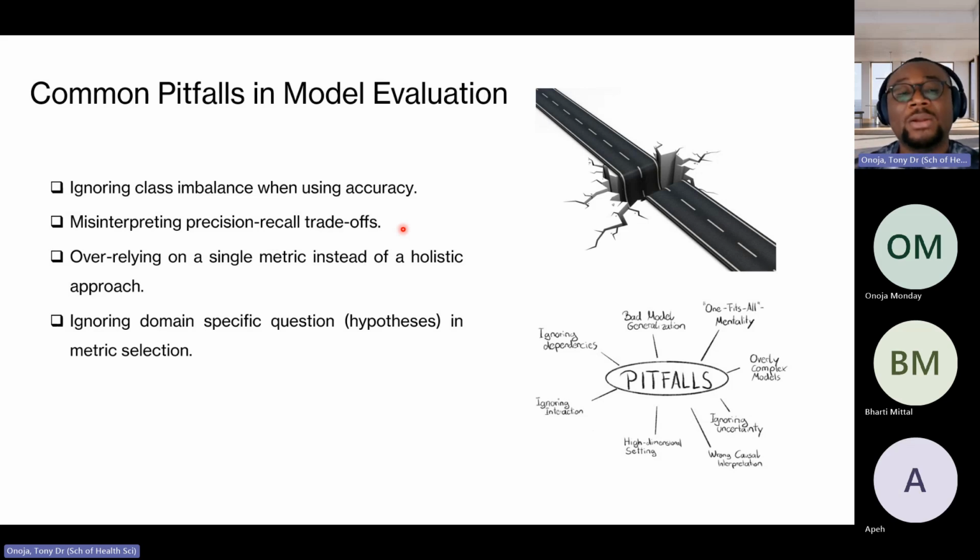Then, over-relying on a single metric instead of a holistic approach. Most of the time you don't focus on only one metric. That's why you have to make sure you look at the confusion matrix, look at the accuracy score, look at the precision, look at the recall, look at the F1 score, look at the macro and micro averages, look at the weighted averages, and then you'll be able to know the true state of your model. And even the ROC AUC curve, you have to look at it to see what is happening. Because when you look at all those things, you can really know.